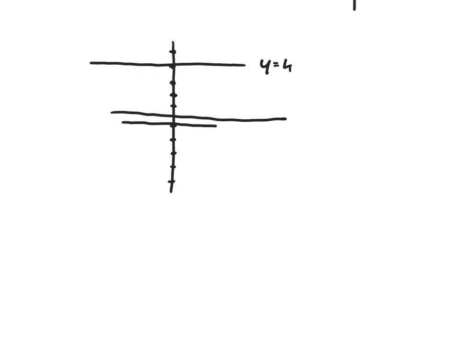This one would have an equation of y equals minus 1. This one would have an equation of y equals minus 3. So it's just y equals whatever it goes through. This one, for example, would be y equals 2.